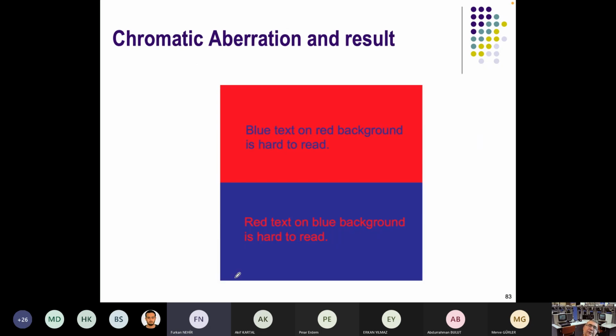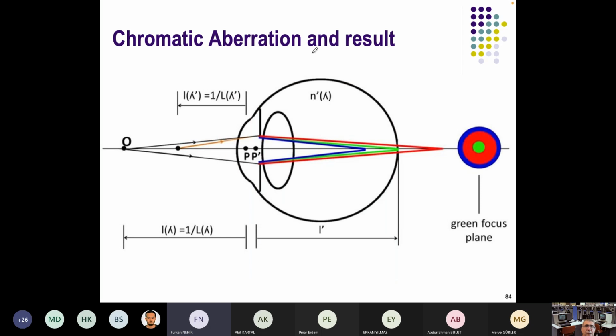Last time I explained this a little bit, but here it comes again. Blue text on a red background or red text on a blue background is hard to read, and that is what we call chromatic aberration. Chromatic aberration is the following thing. Lenses are actually a kind of prism. So this is the lens, right? And when you focus on this part, it behaves like a prism.